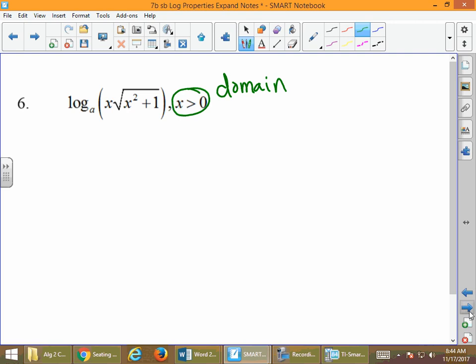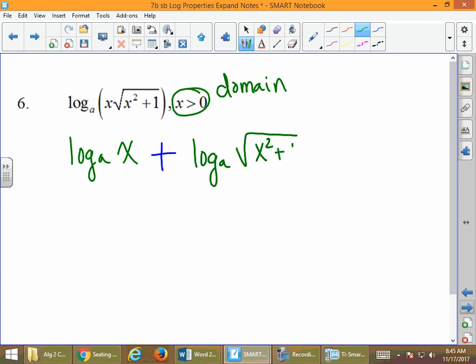In this problem, it's log base a of x times the square root of x squared plus 1. We have multiplication. So what operation do we have to do when we multiply? Well, hopefully you're thinking we need to add. So when we start this problem, it's going to be the log base a of x plus the log base a of the square root of x squared plus 1.